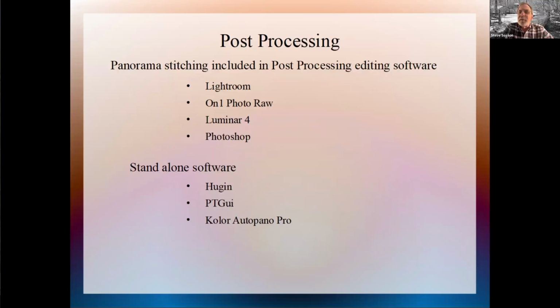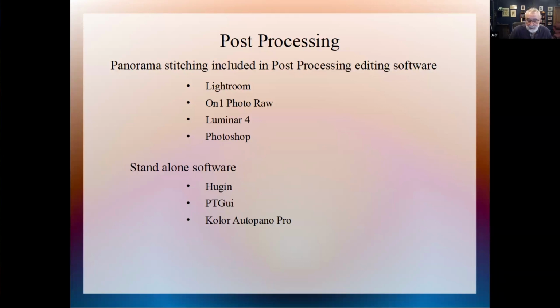A lot of higher end point and shoot cameras have a panoramic mode on the mode dial. Where you set it to that, you push the button and just kind of swing the camera across. Is it possible to get decent results that way? Well, I've done that with my iPhone, and yes, you get a nice looking image.